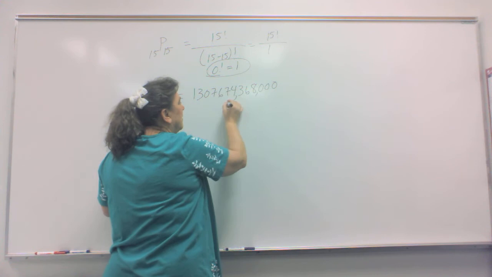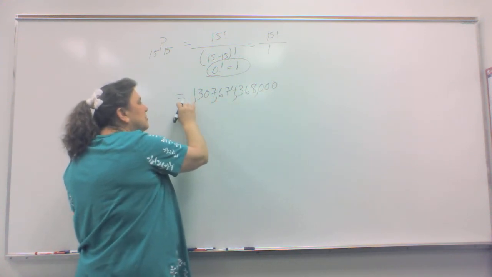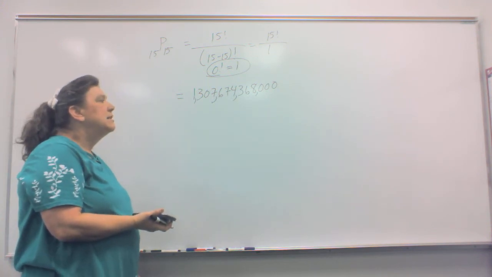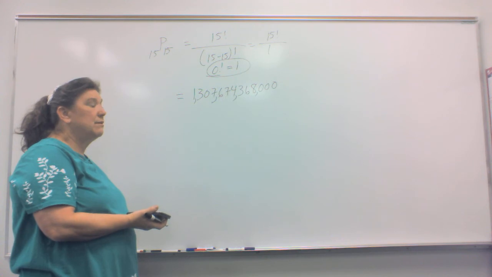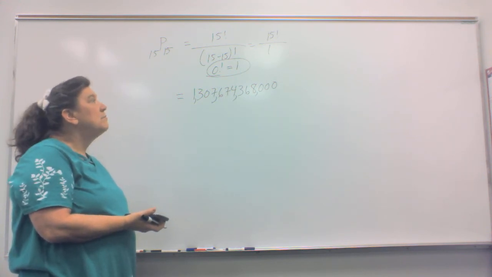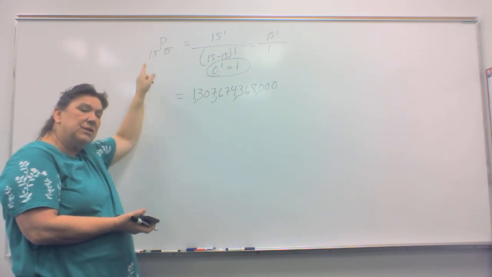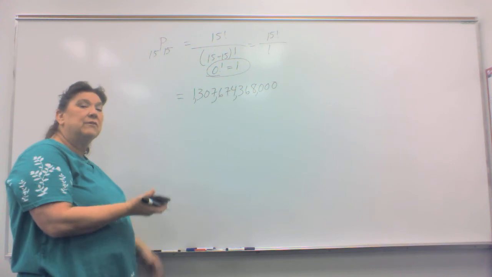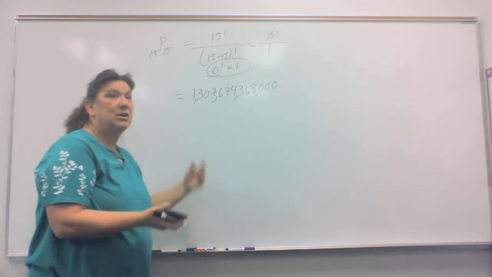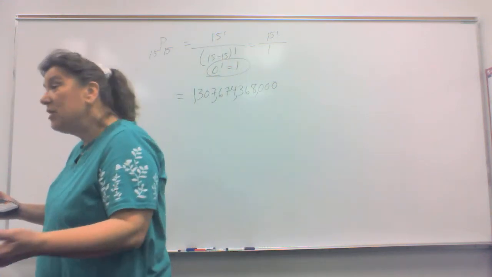Let's see. Hundreds, thousands, millions, billions, trillions. 1,307,674,368,000. That's how many different ways 15 people can be arranged into a seating formation. That's huge. And now we're talking, that's a 1 trillion, that's a huge, huge number. If you look at it, it's great big.